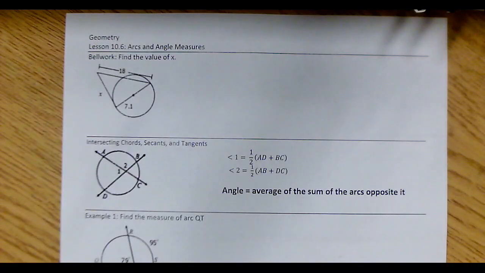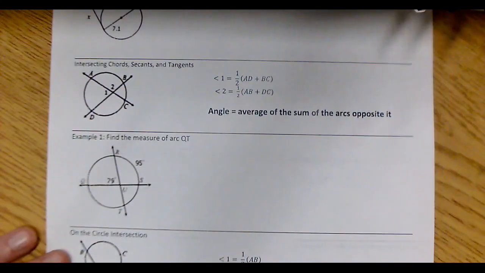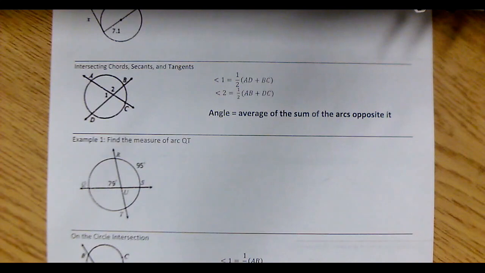So in this lesson, we're now going to be focusing on some arcs and angle measures in our circles. We're going to be seeing some chords, secants, and tangents in this lesson, and how we can use those to help us define either arc or angle measures. So let's get started with our first formula here. And this is when we have either intersecting chords, secants, or tangents.